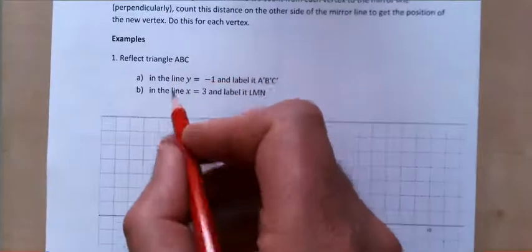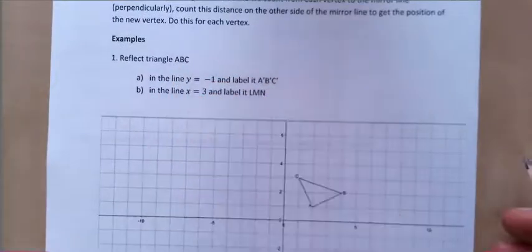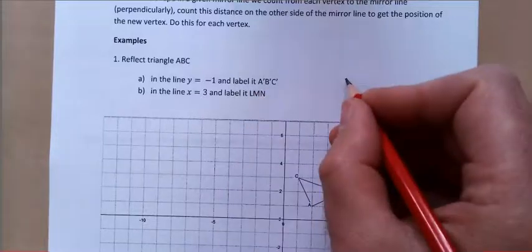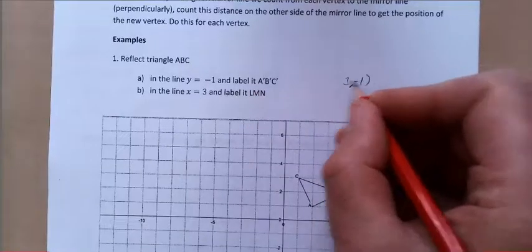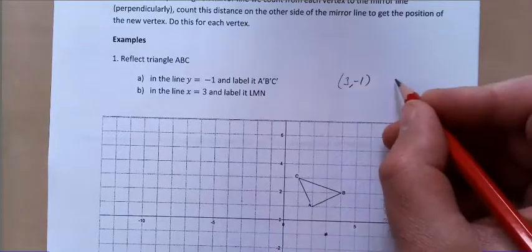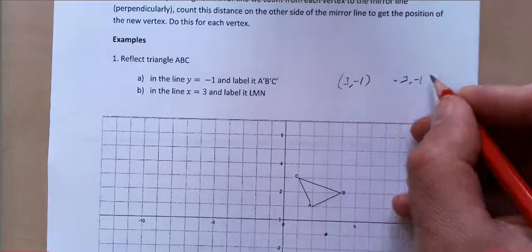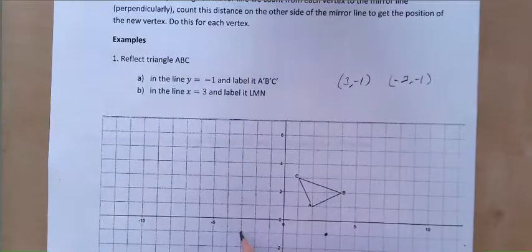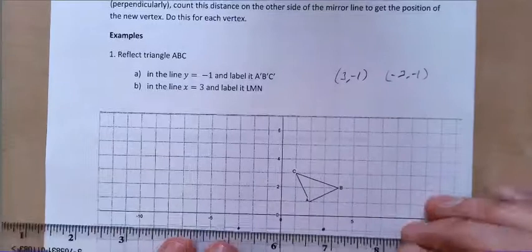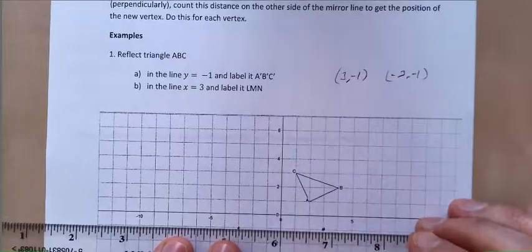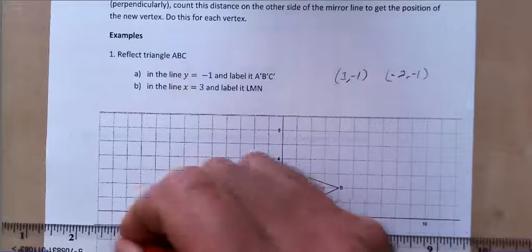Reflect triangle ABC in the line y equals -1. So the line y equals -1 is one where all the y coordinates are -1. If you're not sure, let's pick a few. Let's go for (3, -1). (3, -1) is here. Let's go for (-3, -1). I've just picked these at random, but I know the y coordinate is -1. So it's going to be this line here. It always feels wrong because the y-axis goes this way, but that's the way these lines work out. So that's the line.